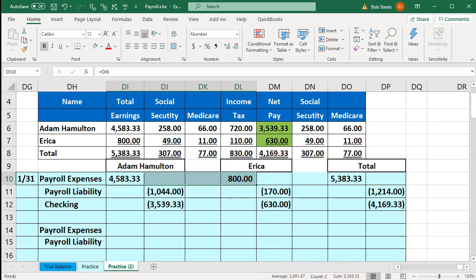So there's the 553, and here's the 1214, and then here's the 4169. Then we also have, and I would think about this as a separate journal entry, our payroll taxes. Notice that these are payroll taxes, but they're not really the company payroll taxes because theoretically they're coming out of the employee wages, right?